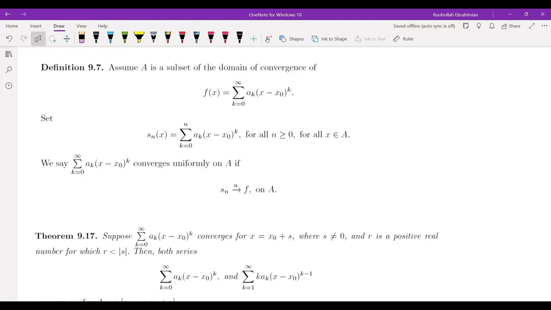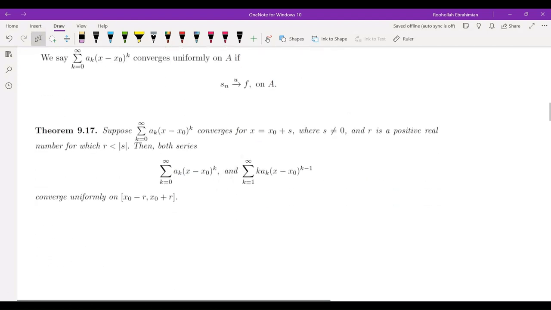Assume A is a subset of the domain of convergence of this power series. Set S_n of x to be the partial sums of that power series, so the sum of a_k times (x minus x0) to the power of k, k equals 0 to n, for all n greater than or equal to 0, and for all x in A. We say the power series converges uniformly on A if these partial sums converge to the infinite sum uniformly. Okay, so here is the key theorem.